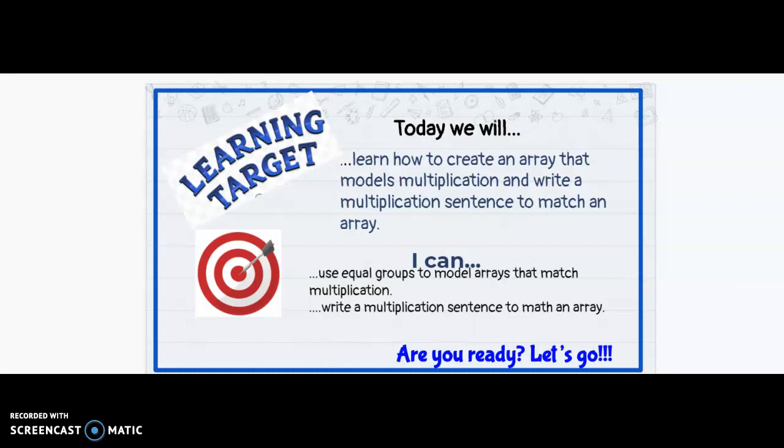Today, we will learn how to create an array that models multiplication and we will write a multiplication sentence to match an array. I can use equal groups to model arrays that match multiplication. I can write a multiplication sentence to match an array.